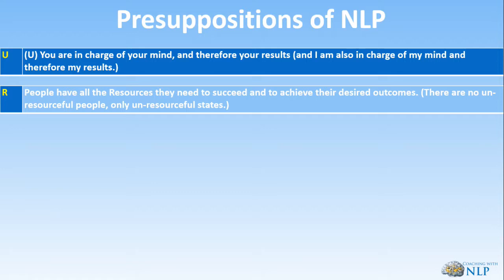Next, we've got people have all the resources they need to succeed and to achieve the desired outcomes. There's no unresourceful people, only unresourceful states. Now, Erickson said, we already have all the resources that we need. We just need to get in touch with those resources.